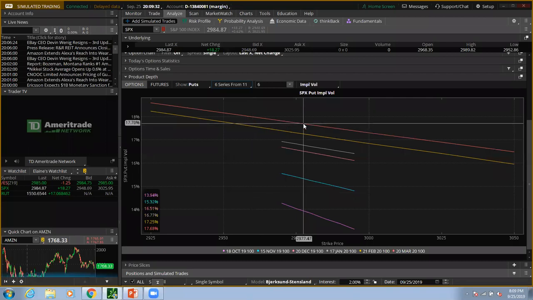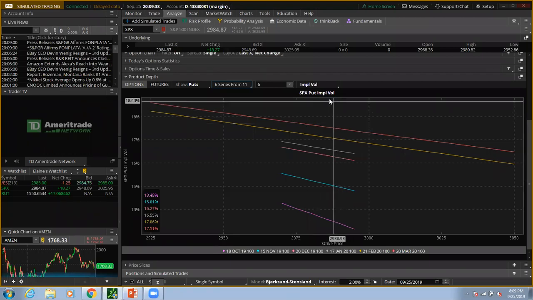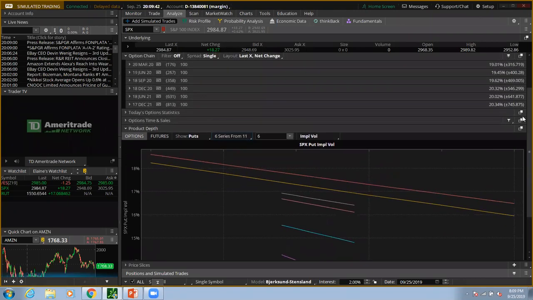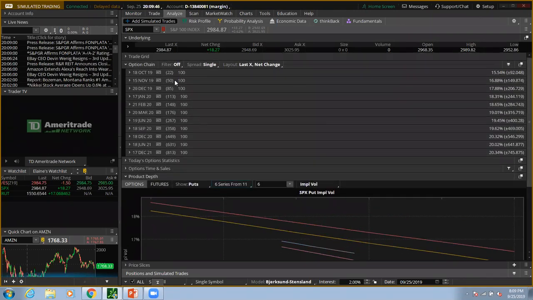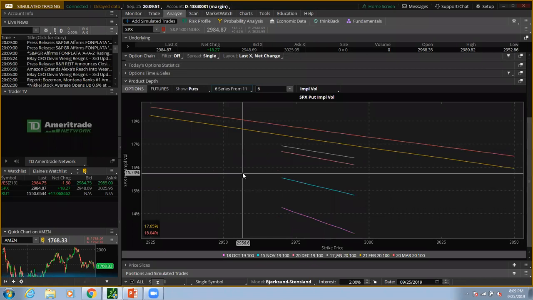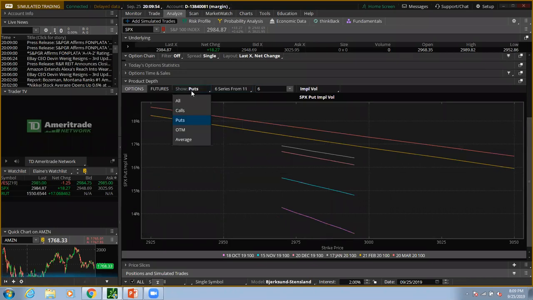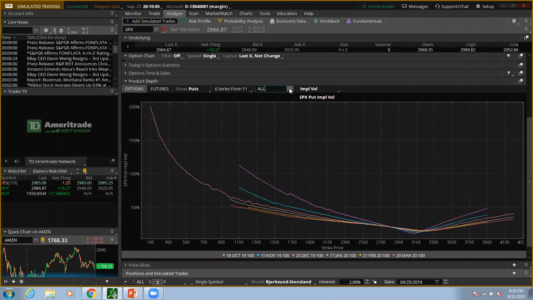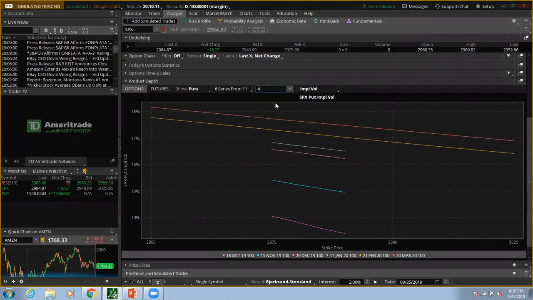This goes back to what you're thinking and ties in some of our discussion on implied volatility. This is a feature in Thinkorswim that is below the option chain. If you go to your option chain, down below, it's called product depth. You can make it show puts or calls, and I'm mainly interested in the puts. You can show all the strikes, but since we're mainly concerned with at the money options or things close to the money, I'm just going to put that on 4.